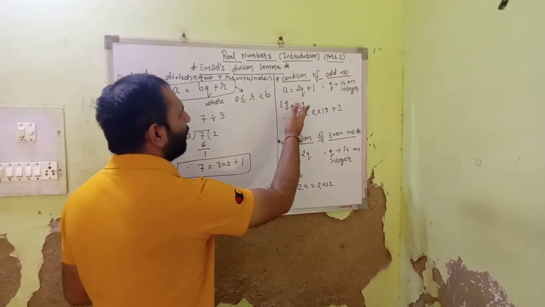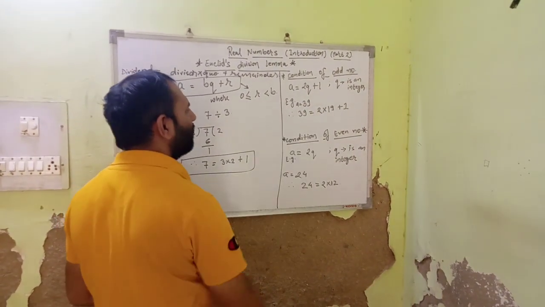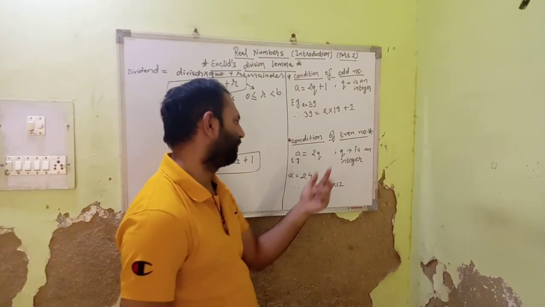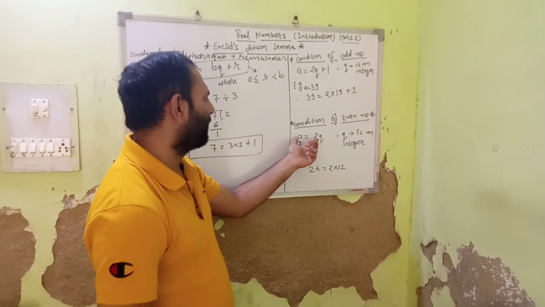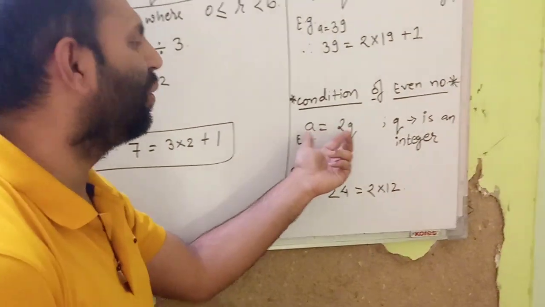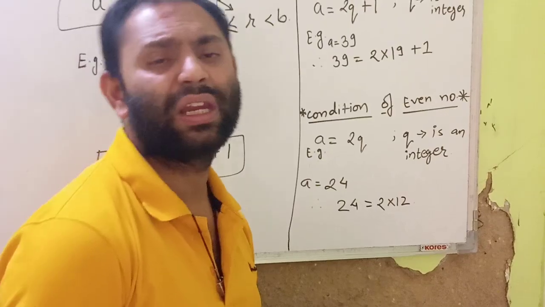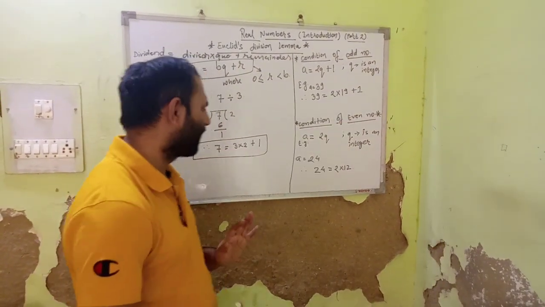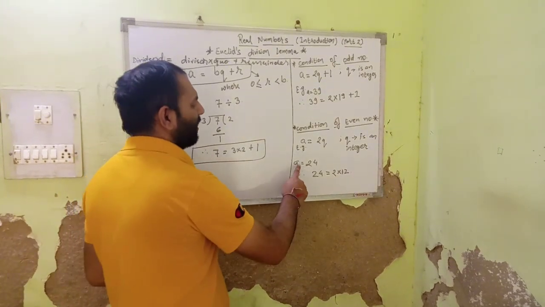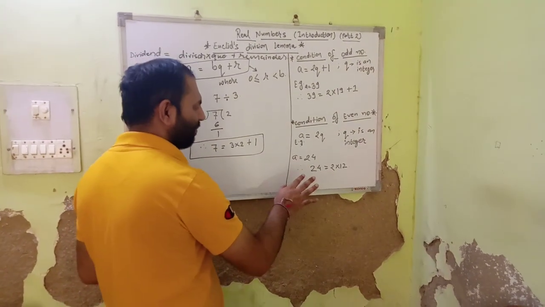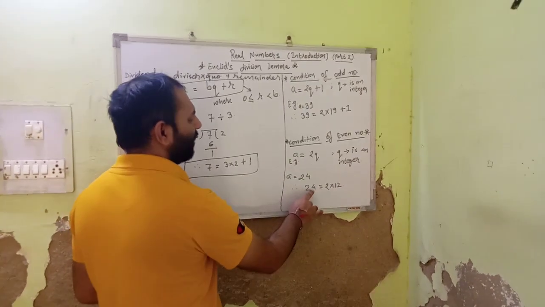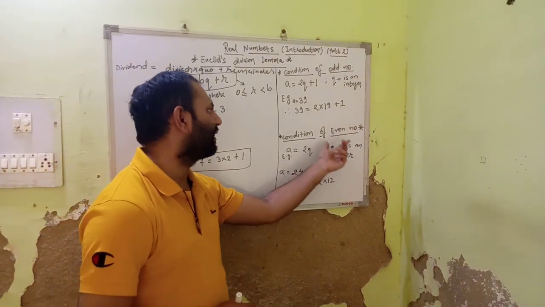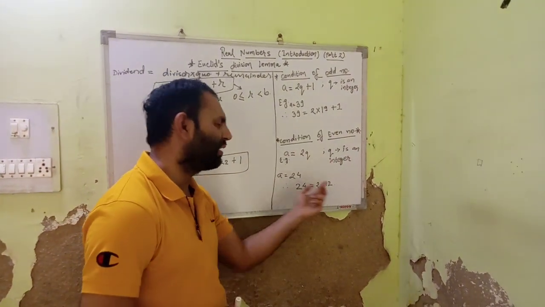See one example for an odd number. If I divide 39 by 2, 19 twos are 38, and what remains? 1. If I divide 8 by 2, I am not going to get any remainder, because 8 is completely divisible by 2. For an even number, if for example a = 24, then 24 is nothing but 2 into 12. And q is an integer, like here it is 19, and here it is 12.